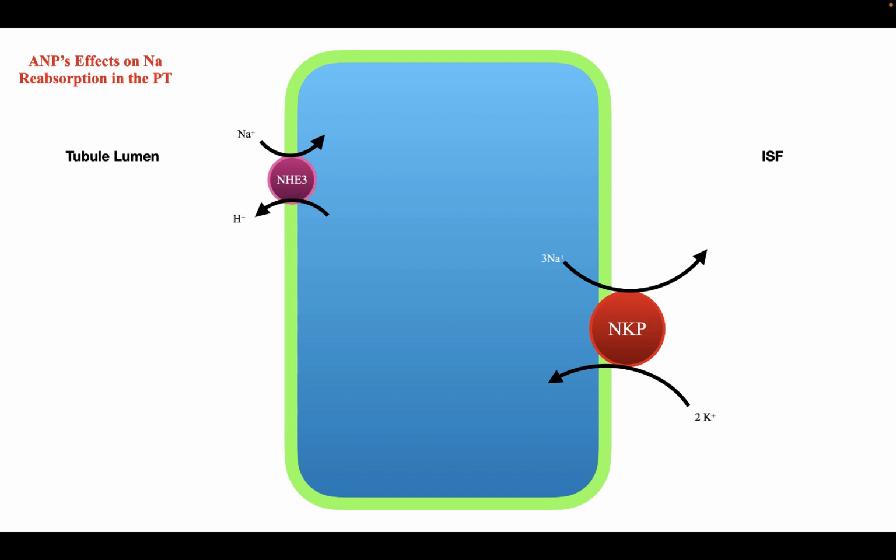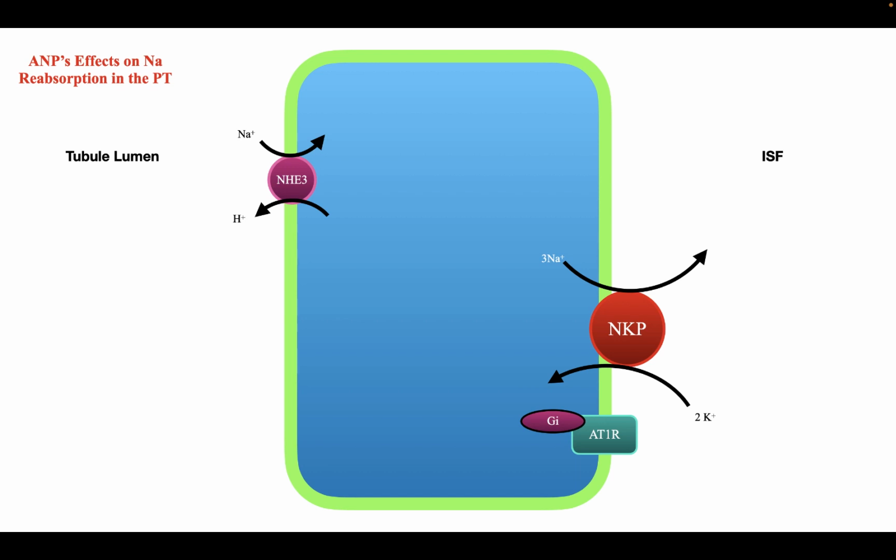Well, in order to understand how ANP affects sodium reabsorption, we need to look at another signaling molecule first. The reason why is that in order for ANP to exert its effects on the proximal tubule, we need to have another signaling molecule present. This signaling molecule is angiotensin II. Angiotensin II can bind to the AT1 receptor, and the AT1 receptor can be coupled to a number of different G proteins. In this specific case, the AT1 receptor is coupled to a Gi protein.